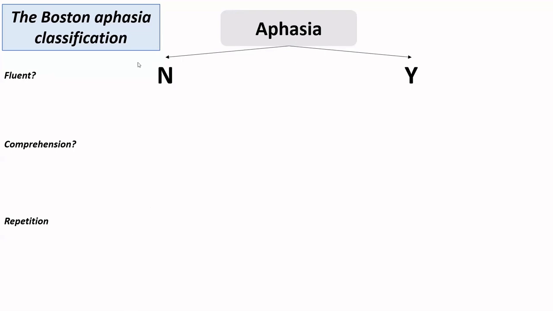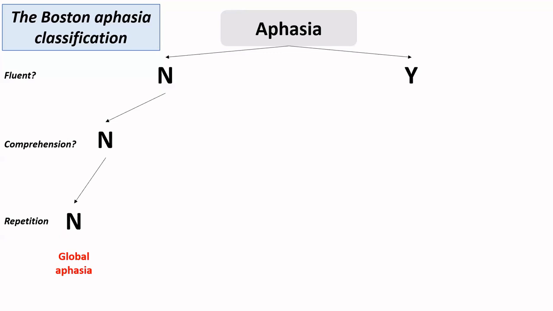So, okay, let's try it out. Does the patient have fluent language, yes or no? If the answer is no, then we're dealing with, well, must be a Broca aphasia or a global aphasia. The next question: does the patient have intact comprehension, yes or no? If the patient has no intact comprehension and is not able to repeat, then the patient must have a global aphasia.